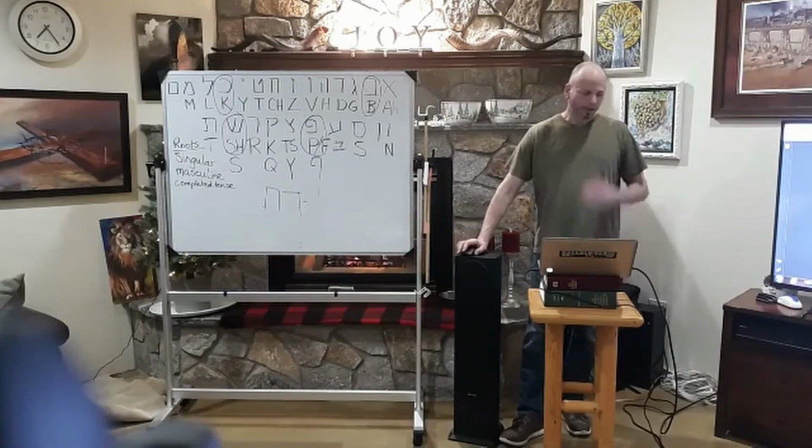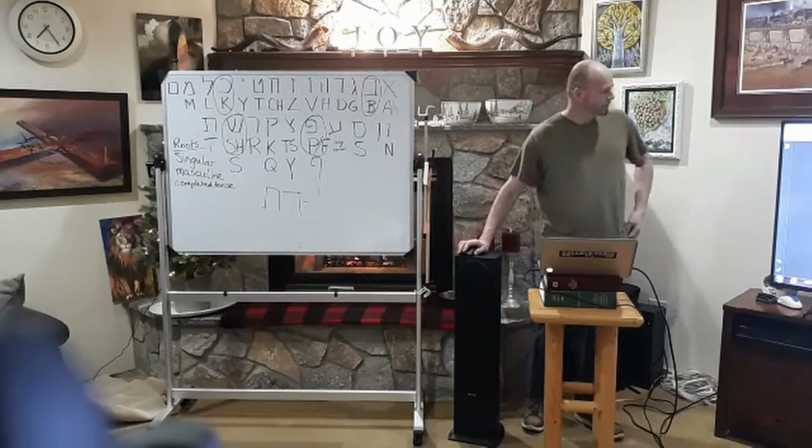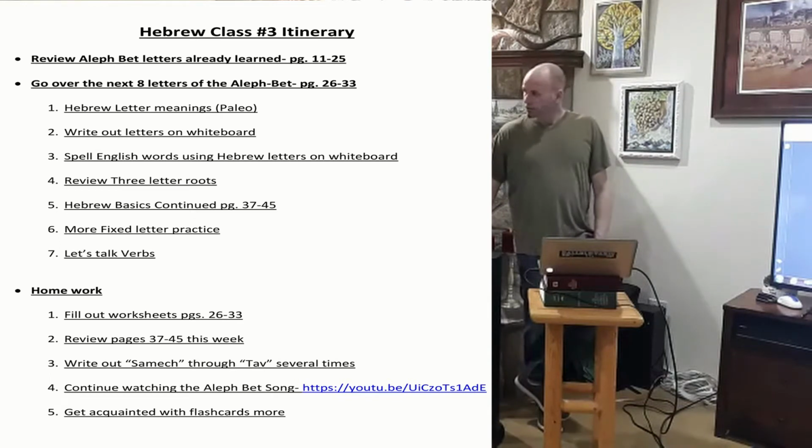All right, so I'm back on the Hebrew class number 3 itinerary, and let's just make sure we're doing what we're supposed to be doing here. We just reviewed the letters. We went over the next 8 letters. We've touched on the paleo meanings. Write out letters on the whiteboard.